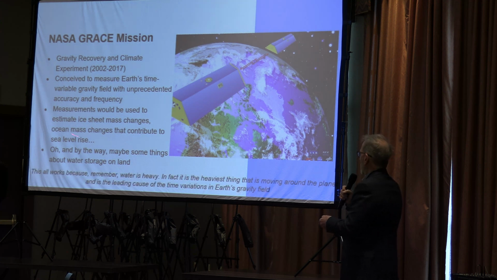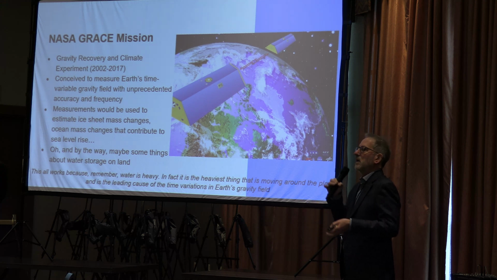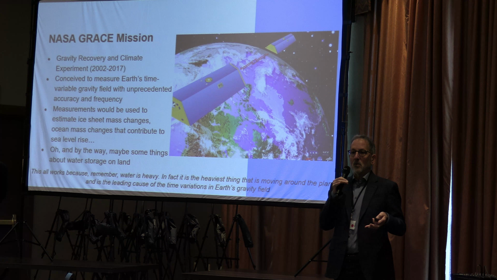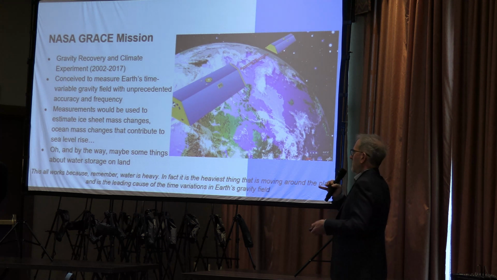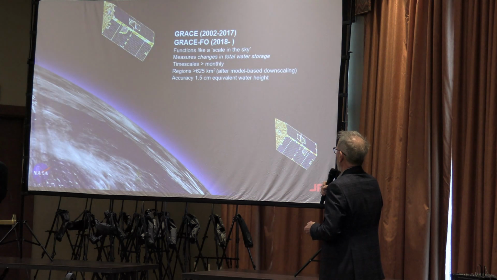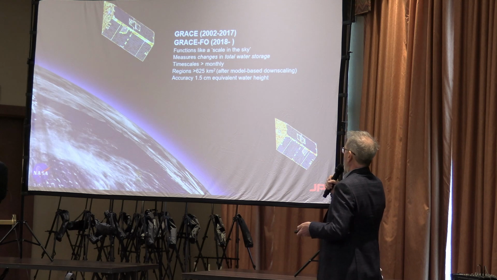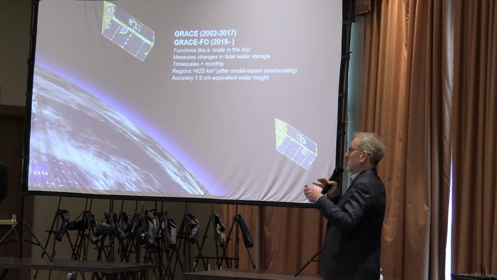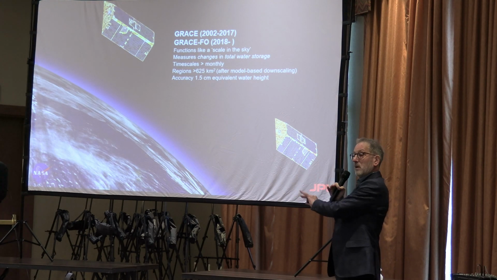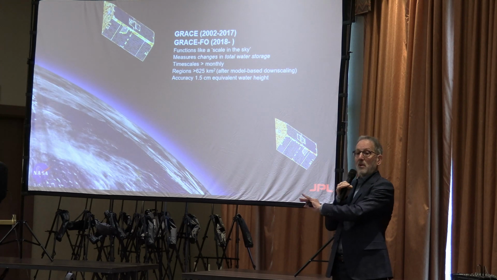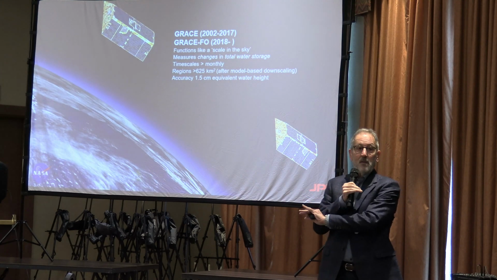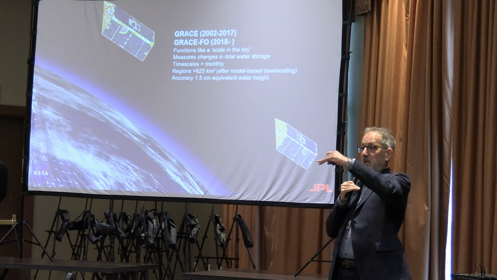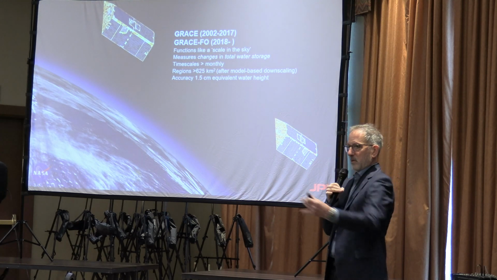So, sort of like, by the way, maybe we could learn some things about water storage on land. And again, this all works because water is really heavy, and it's the heaviest thing that's moving on the time scales that the satellites are working. It's the heaviest thing that's moving around. So I like to say that GRACE and Follow-On function like a scale in the sky because they're perturbed as they orbit around. They're up at about 400 kilometers. They're separated by about 200 kilometers, and they're not very big. They're about 1 meter tall by 2 meters wide by 3 meters long.